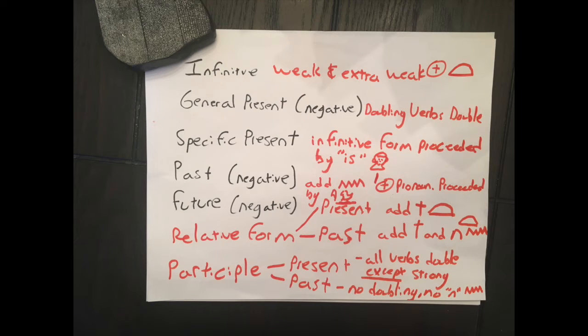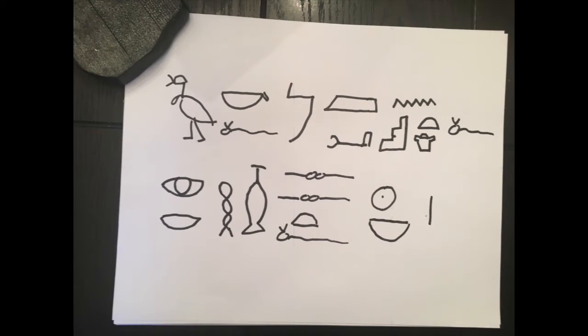And as far as our hints for all of the different verb tenses, we know that an infinitive, the weak and the extra weak have a T. General present doubles the verb. Doubling verbs double. Specific present is the infinitive form preceded by is, the head with the dash stroke on it. Past negative has an N and then the pronoun. Future negative has a present and then does not add the N. And then our relative form and participle, which we just went over. All right, so that's definitely a slide to pay attention to. Go back to it if you need, because those are the hints to know what form you're in.